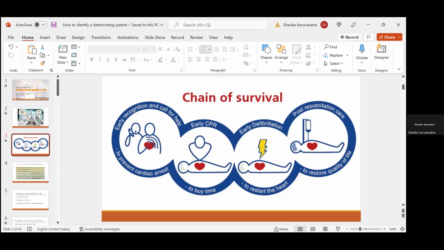And then once you detect that a patient is in established cardiac arrest, early CPR is the second chain to survive that patient. The CPR will buy time until we restart the heart if the heart has a shockable rhythm. So the third chain is early defibrillation.